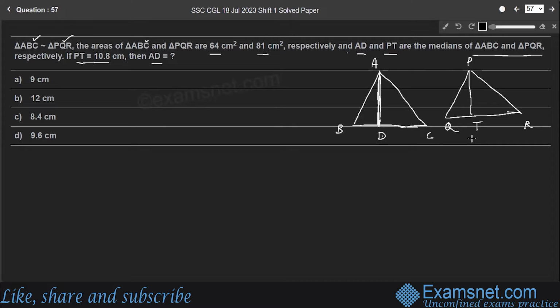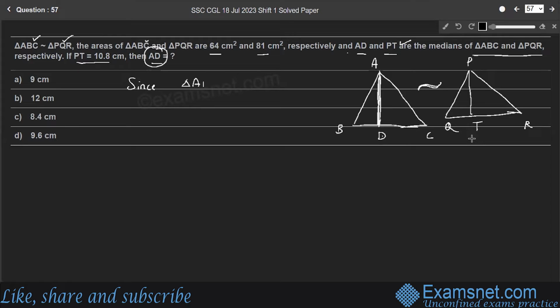So the areas of triangle ABC and PQR are given. We know that if two triangles are similar, then the ratio of their areas is equal to the ratio of squares of their corresponding sides and also the ratio of the squares of their medians, right? Here medians AD and PT are given. So we need to find the value of AD, right?